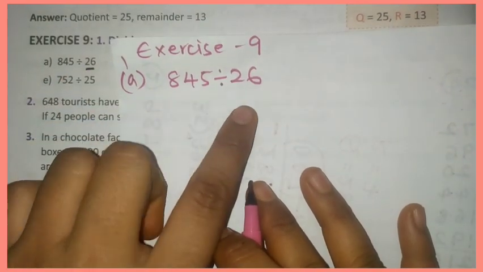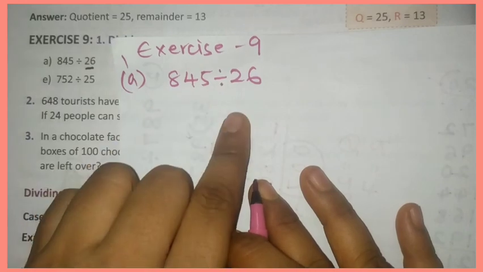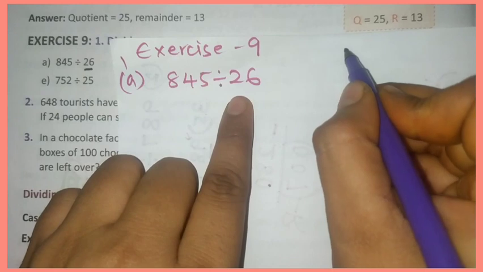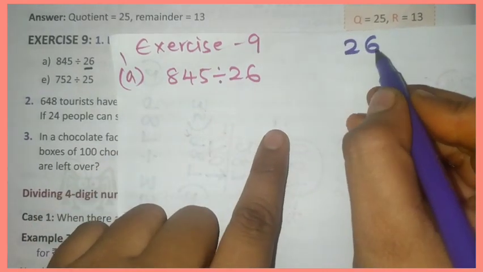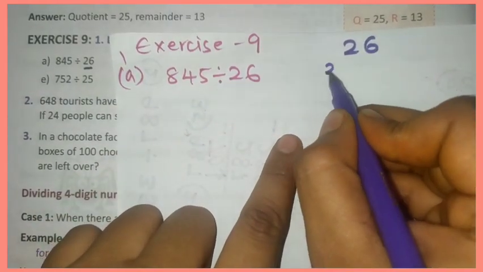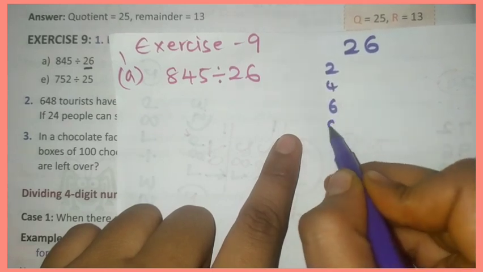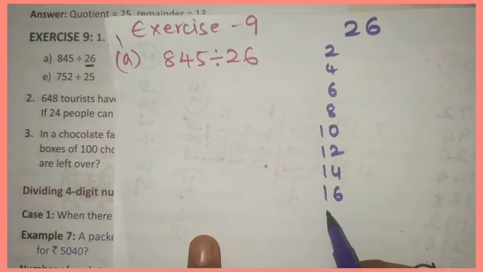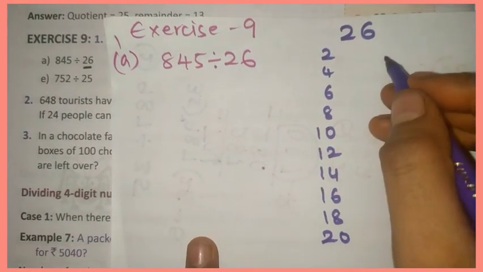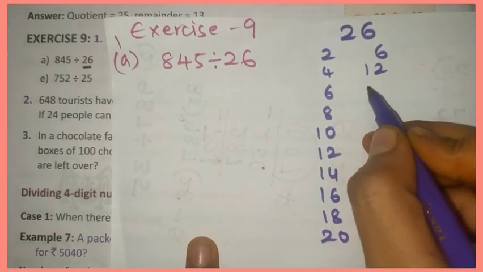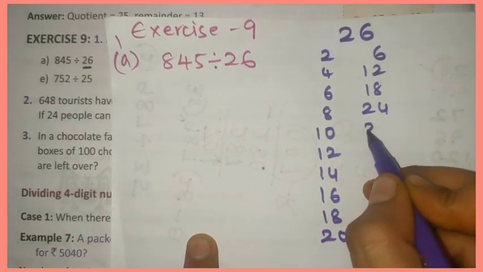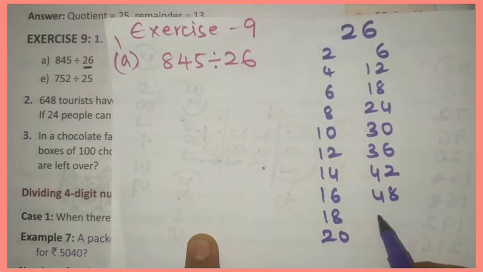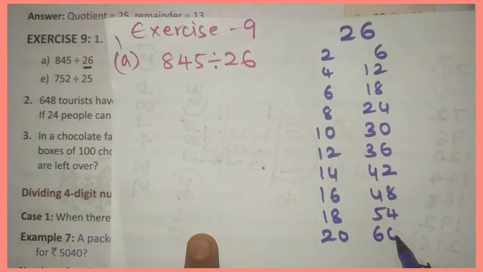845 divided by 26. To do this problem, we have to get the 26 table. We have to write the 26 table first. Yes, we'll write like this. 26 consists of 2 and 6. So we'll write the 2 table here. 2 4s are 8, 2 5s are 10, 2 6s are 12, 2 7s are 14, 2 8s are 16, 2 9s are 18, 2 10s are 20. 6 1s are 6, 6 2s are 12, 6 3s are 18, 6 4s are 24, 6 5s are 30, 6 6s are 36, 6 7s are 42, 6 8s are 48, 6 9s are 54, 6 10s are 60.